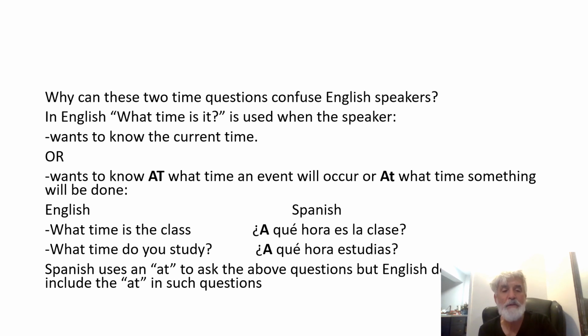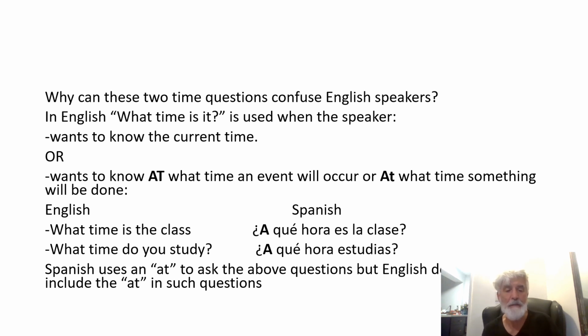Why can these two time questions confuse English speakers? Just quickly, in English, what time is it is used when the speaker wants to know the current time. So if I want to know what the time is right now, I would ask you, what time is it? Okay. But I also use it to ask other types of time questions. The English speaker would use it when he or she wants to know at what time an event will occur or at what time something will be done.